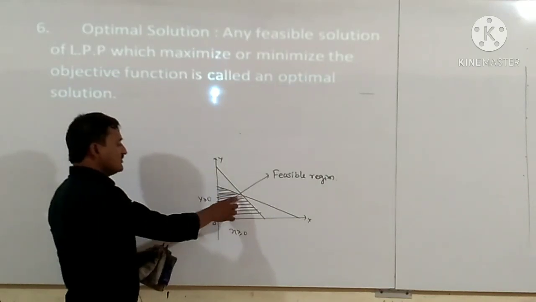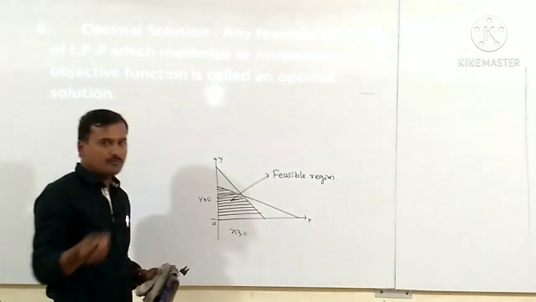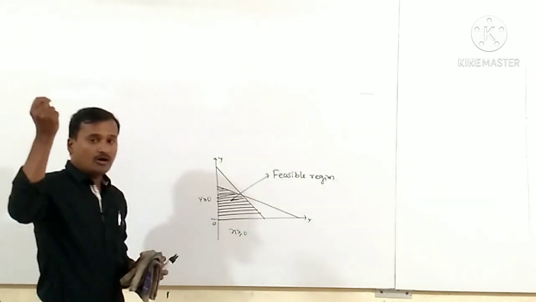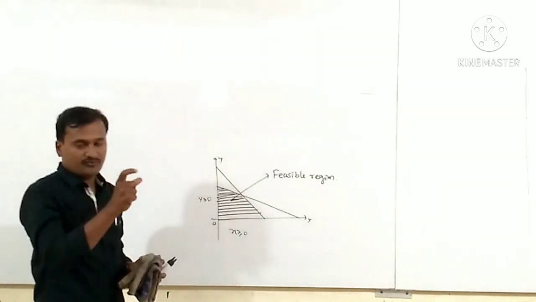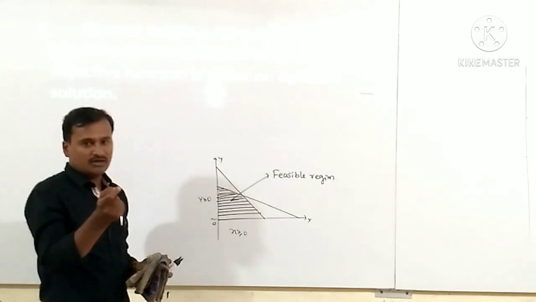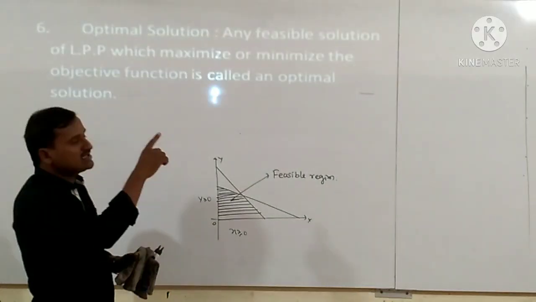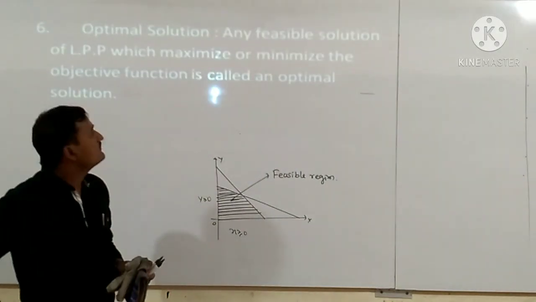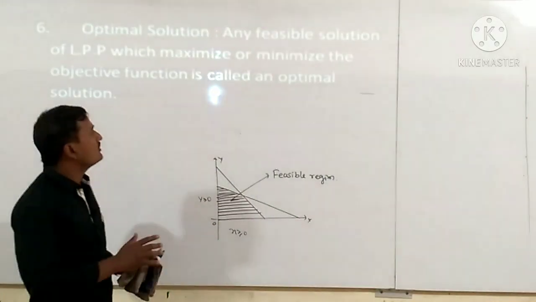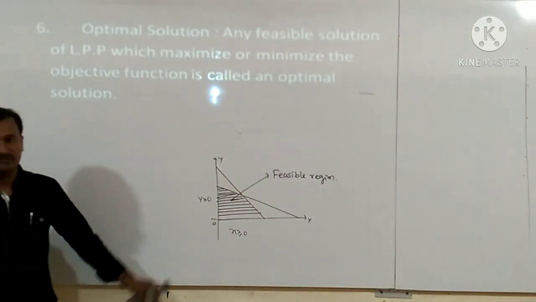So in a feasible region we have infinitely many points. Out of those infinitely many points, the one or two points that give the maximum or minimum value of the objective function, that point itself is called a solution point. That solution point is called an optimal solution. Any feasible solution of an LPP which maximizes or minimizes the objective function is called an optimal solution. This we will also discuss while solving the problem.